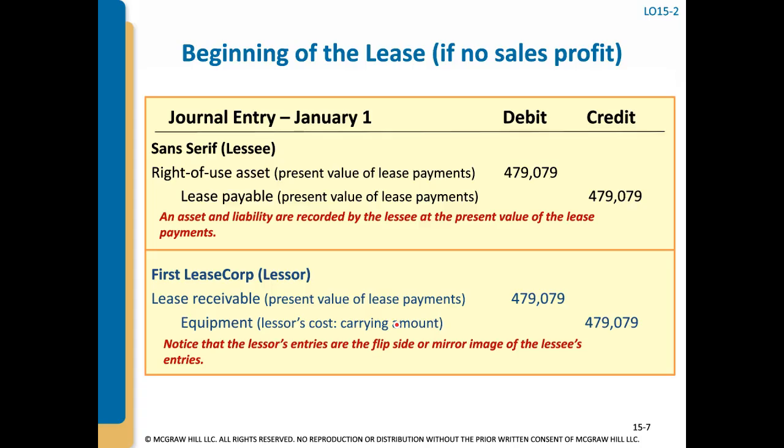Now I just want to remind you, if there's no sales profit, so this is what we just went through, the lessor, this is a different lessor, would debit lease receivable for the present value of the lease payments, and they would credit equipment at their cost, which when there's no sales profit, the cost is equal to the fair value of the lease payments. So the cost is equal to the present value of the lease payments, which equals the fair value. So this is just to show you we would debit lease receivable $479 and credit equipment $479 for no sales profit.